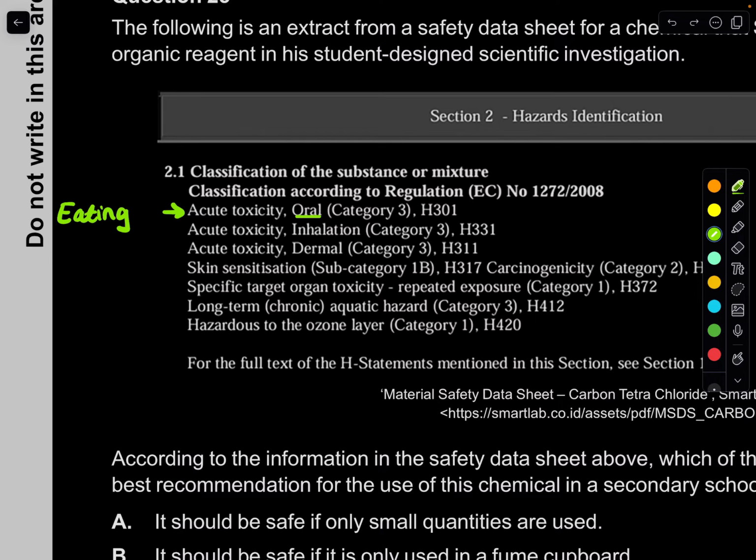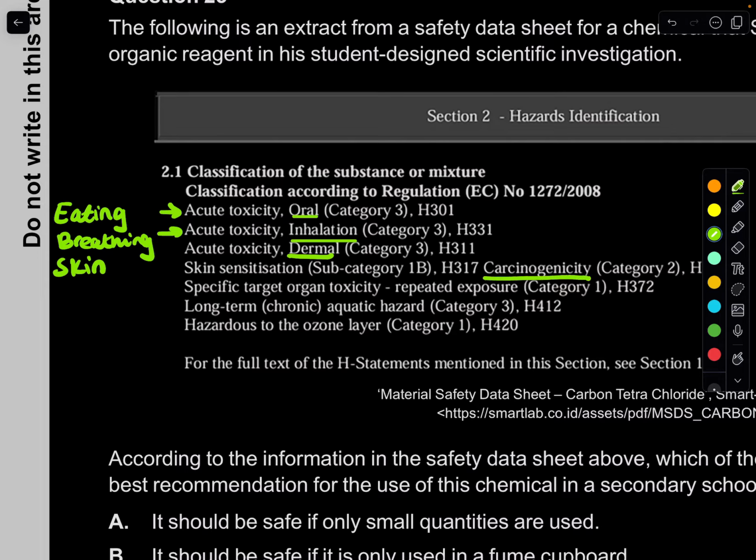Acute toxicity, inhalation. So you can't even breathe the chemical. Dermal comes from the word skin, like dermatologist, all that stuff. Dermal means skin, so probably you can't even touch it with your skin. So skin irritation, probably. Skin sensitization, I don't know what that means. Basically the same, I think.